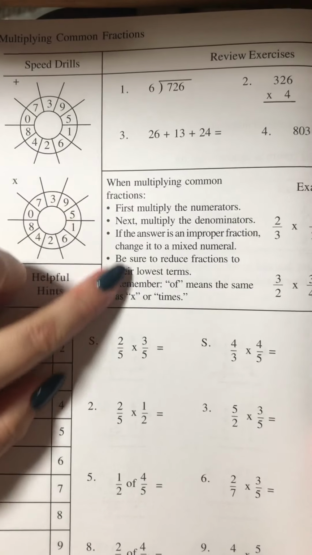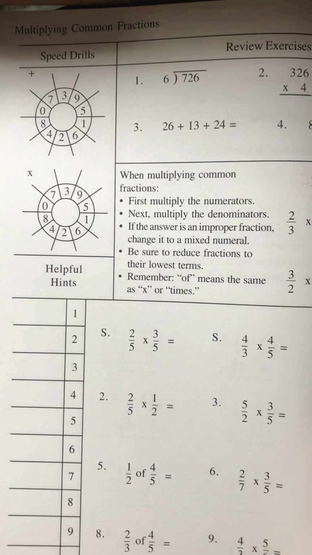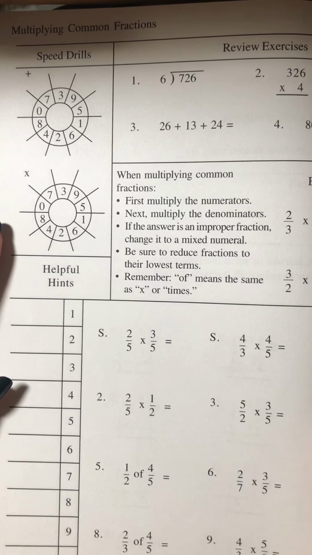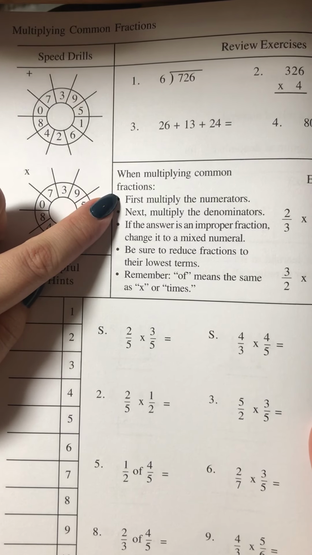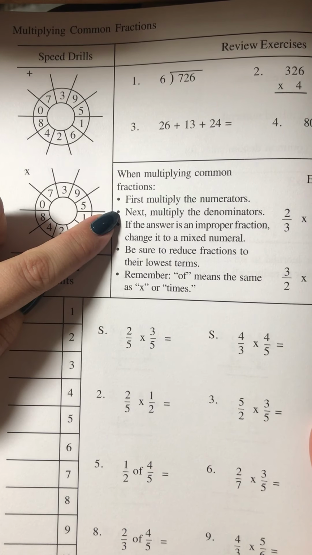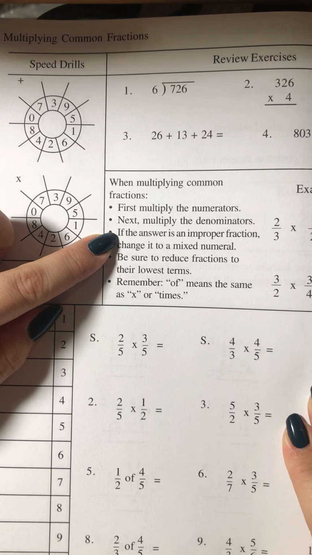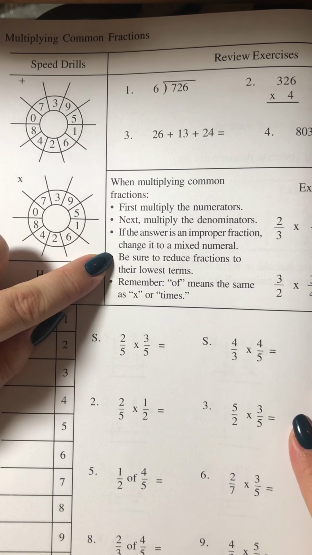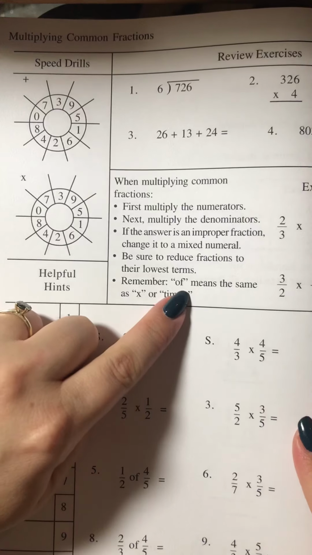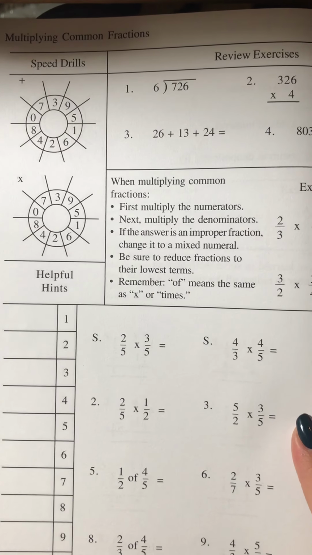Of course we have to read our directions, because there are steps to how to multiply fractions the right way. It says here, when multiplying common fractions, first multiply the numerators. Next, multiply the denominators. If the answer is an improper fraction, change it to a mixed numeral. Be sure to reduce fractions to their lowest terms. And then remember, of means the same as x or times. I will get into that in just a second.